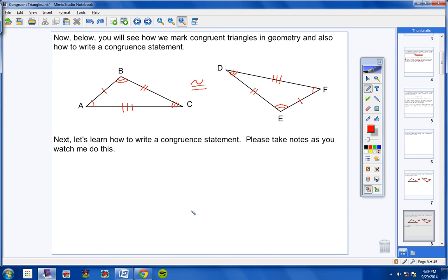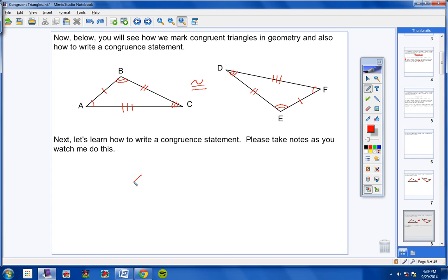Okay, next, students, let's learn how to write a congruent statement, okay? This is really important that you know how to do this. It's very, very important, and it's foundational for the rest of the chapter, okay? So please take notes as you watch me do this, okay? Watch carefully. Take some good notes.